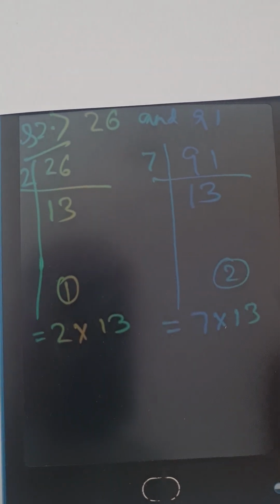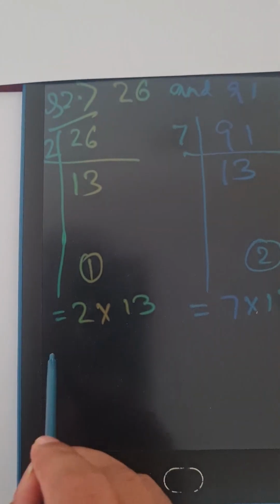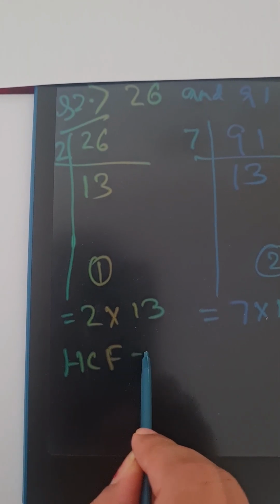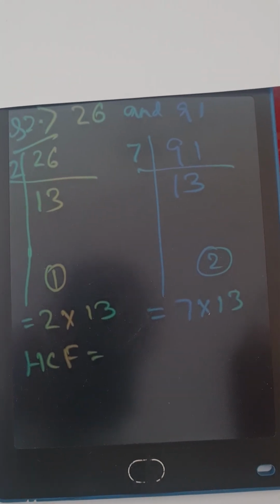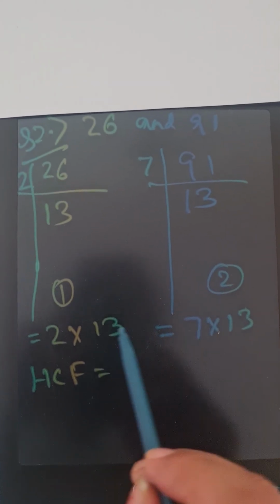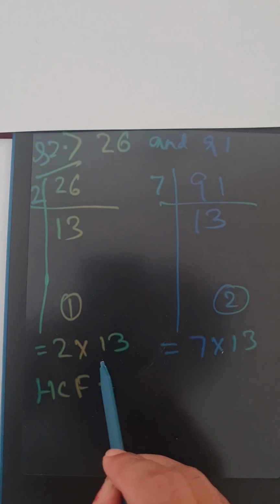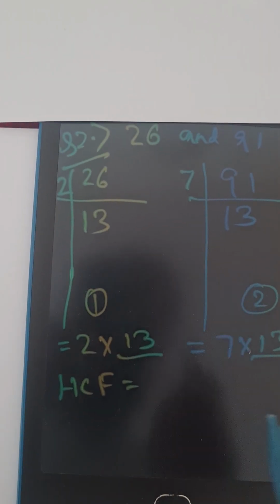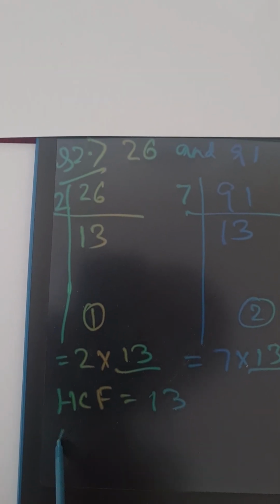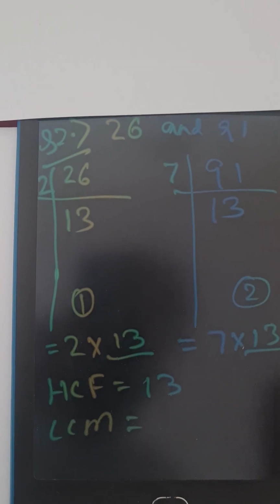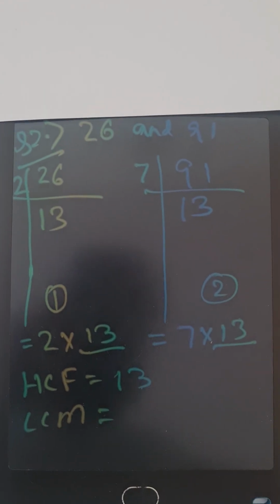The first number and the second number. Now if I want to know the HCF of these two numbers: HCF is the lowest power of the common number. There is only one common number here, 13, and the lowest power is 1. So HCF is 13.